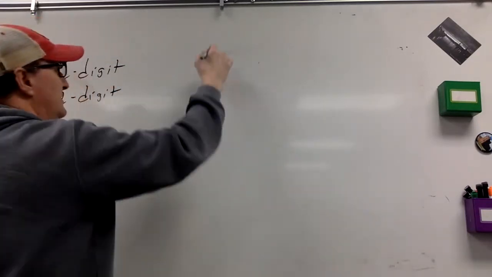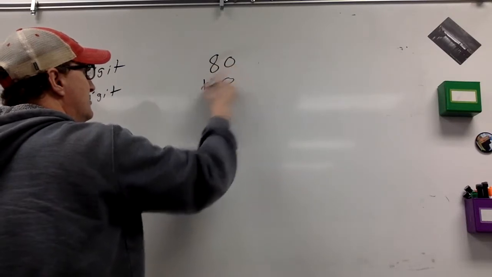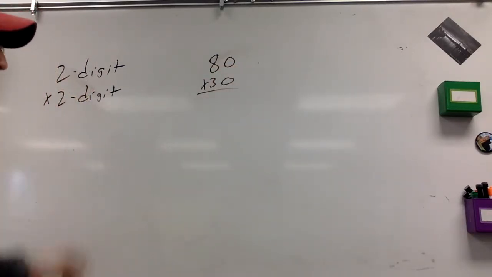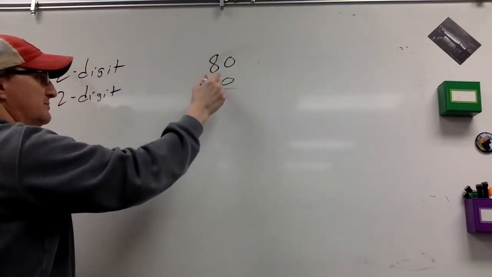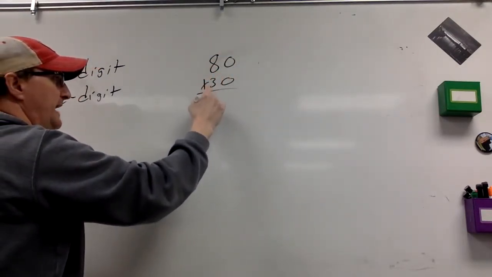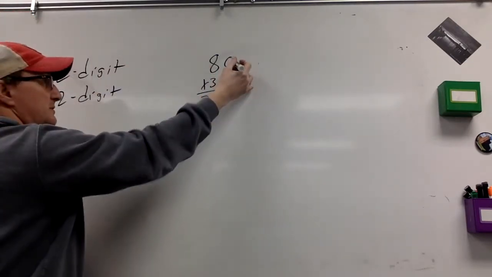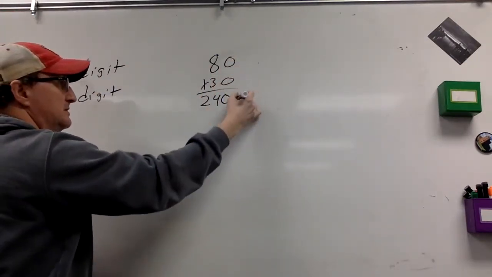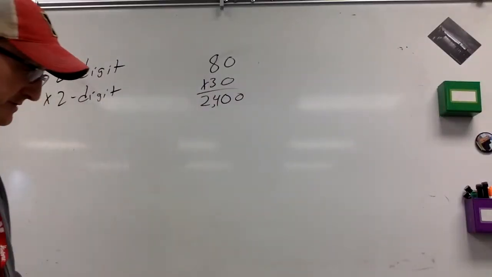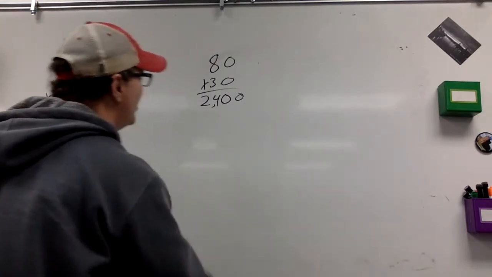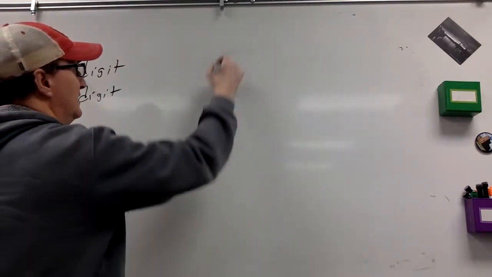Let's say we have 80 times 30. Okay, well, pretend the zeros aren't there for starters. 8 times 3. If you know your facts, you know 8 times 3 is 24. Then 0, 0. So 80 times 30 is 2,400. I think this should be fairly simple for you to get the hang of.